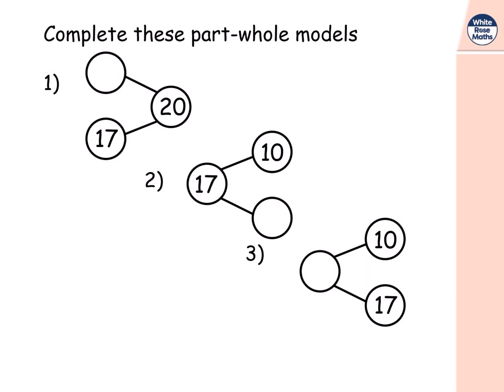How did you get on with those? In the first one, we have a bond to 20. 17 plus 3 makes 20. In our second one, 17 is our whole, and we're missing a part. One of the parts is 10, so we could do 17 subtract 10, which would leave us with 7. In the third one, it's the whole that we don't know, so we can do 17 plus 10, making 27.